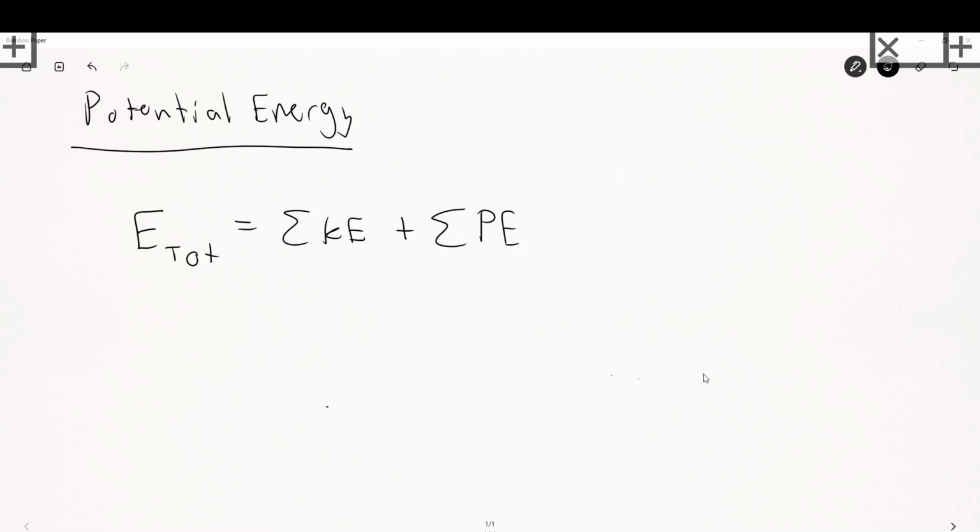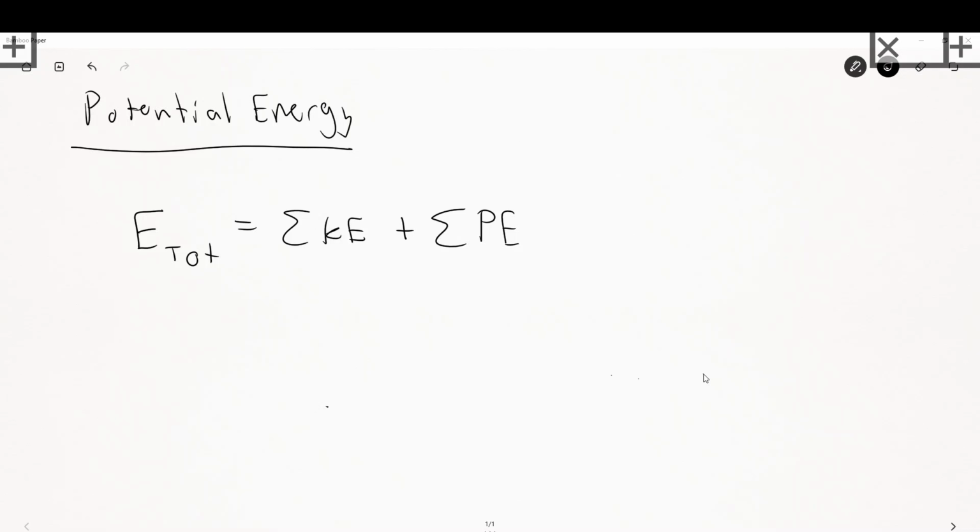So when we talk about energy conservation, we have some total amount of energy, which is equal to the total kinetic energy of the system. So that would be all the kinetic energies of all the individual particles added together, plus the potential energy of all the particles in the system based on the different forces that exist.